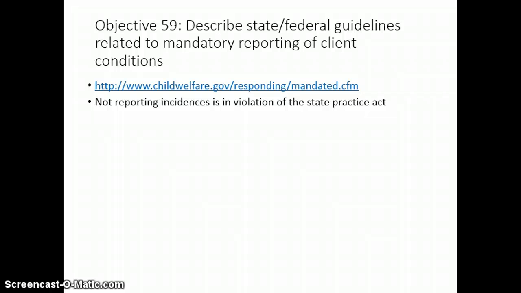Not reporting any incidences related to mandatory reporting is a violation of the Nurse State Practice Act, which can affect your licensure, and you could be charged with a misdemeanor and potentially be liable for a civil suit if brought forth by the patient because you didn't report a situation that was mandated.